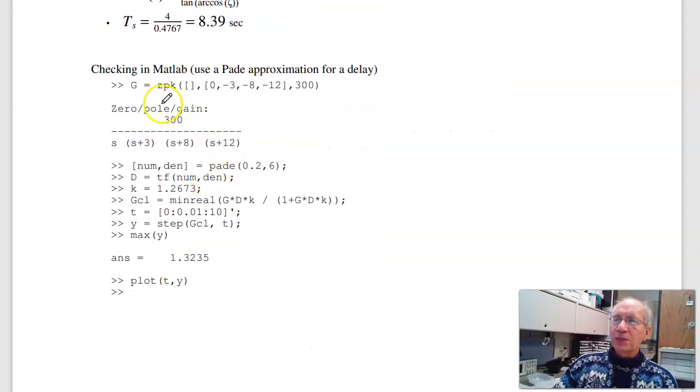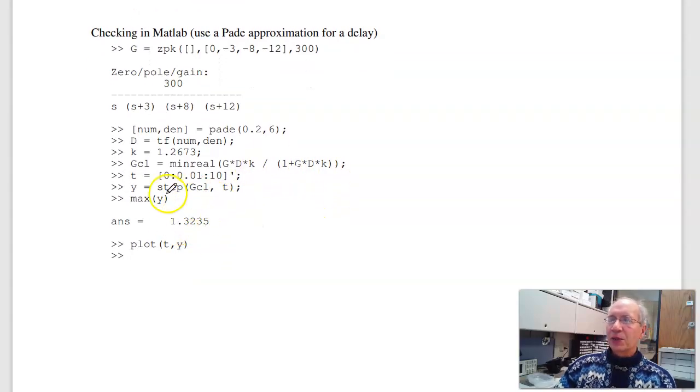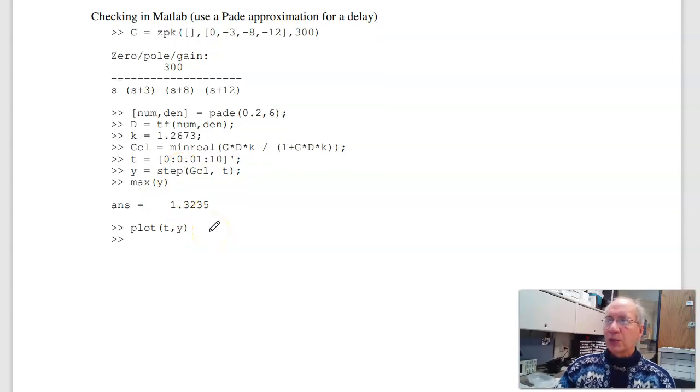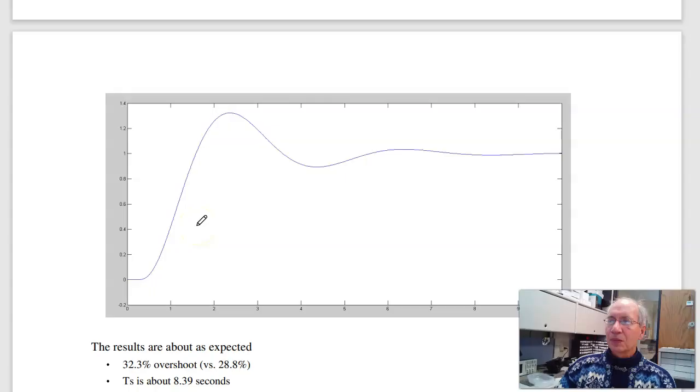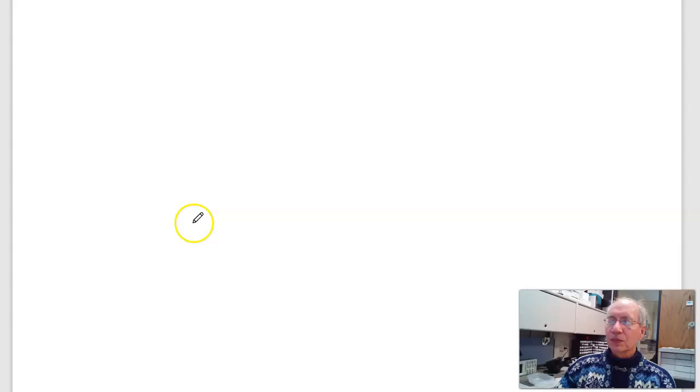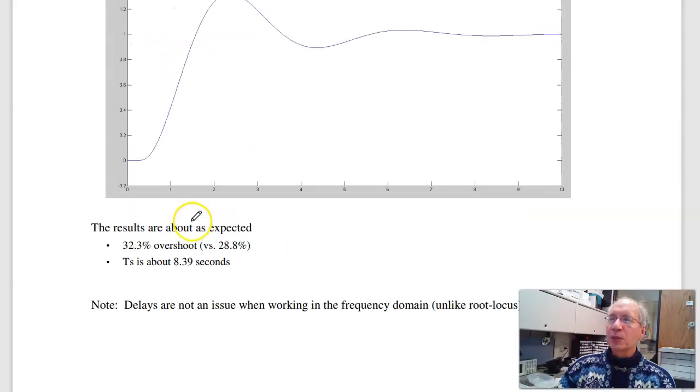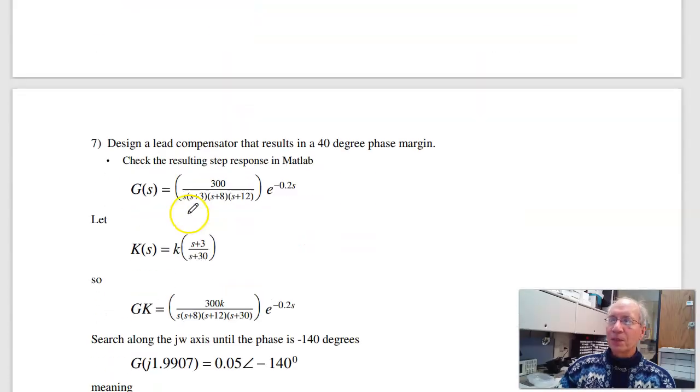Plotting the closed loop system, here's your G. There's my delay. I'm going to use a 6th order Bode approximation. Form the closed loop system, G times delay times K over 1 plus G times delay times K. Plot the step response. I now have 32% overshoot. Should be 28%. It's close. And your step response. Okay, note, delays are not a problem when designing in the frequency domain.